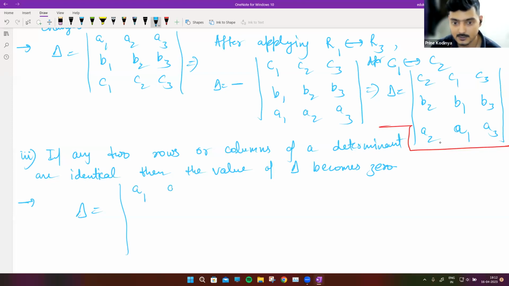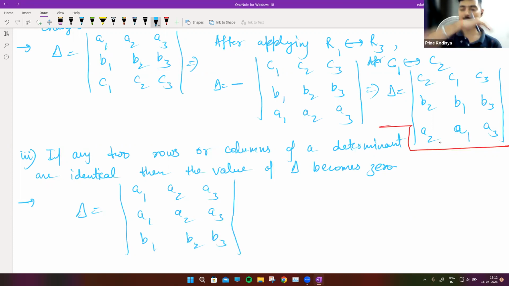Okay, so let's say there are two rows which are the same in this case. First of all, what I'm saying is, if there are two rows or two columns of any determinant, whatever its order, I don't care about order, which are identical, the value of the determinant is 0.